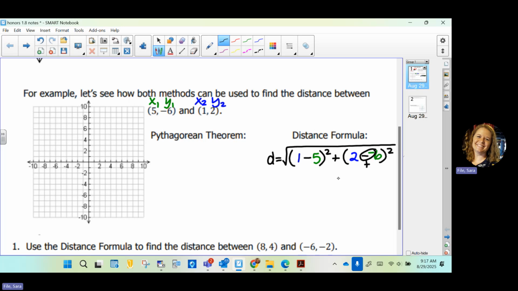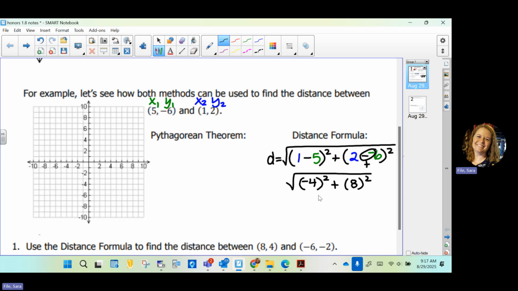If I'm doing this by hand, I do 1 minus 5 is -4. 2 plus 6 is 8. Now what happens when I square a negative? It's always going to come out positive. Any number you square should come out positive, because squaring is multiplying it by itself. If I multiply a negative times a negative, I get a positive. If I multiply a positive times a positive, I get a positive. So you should not get any negatives in here.